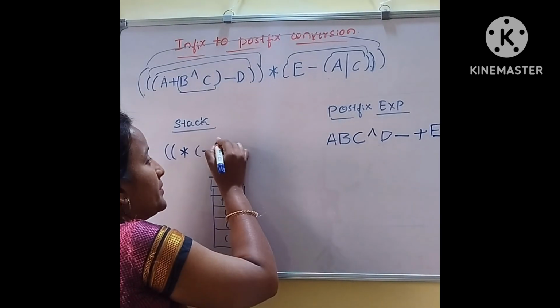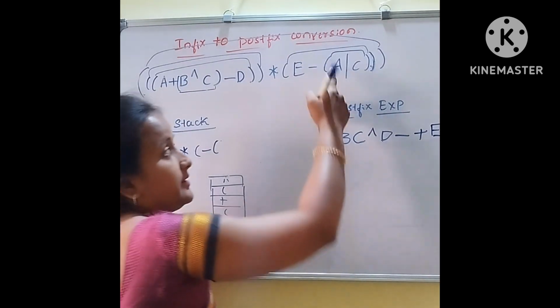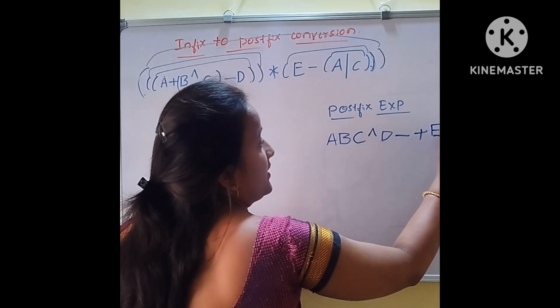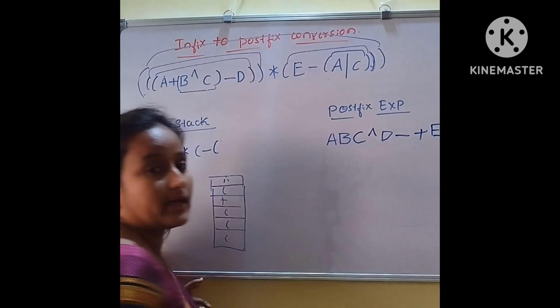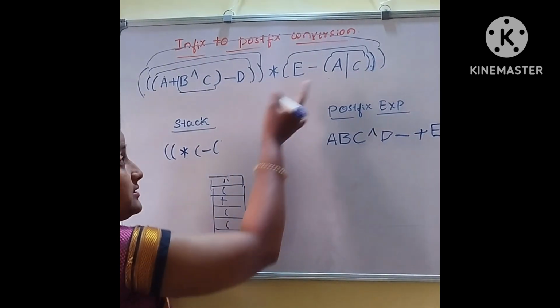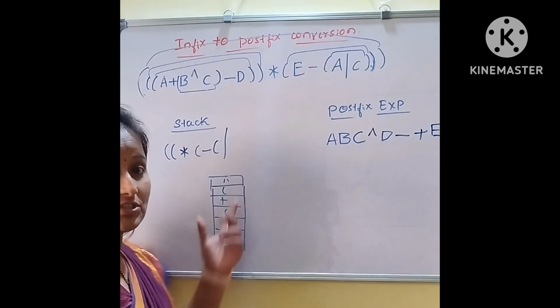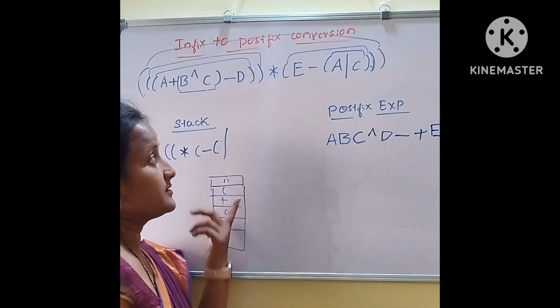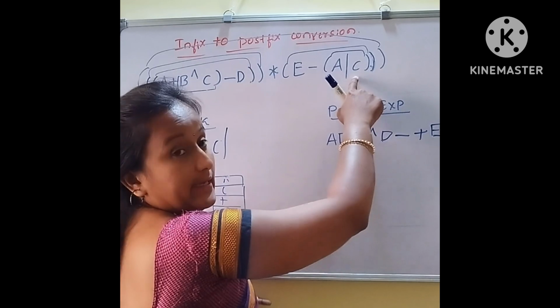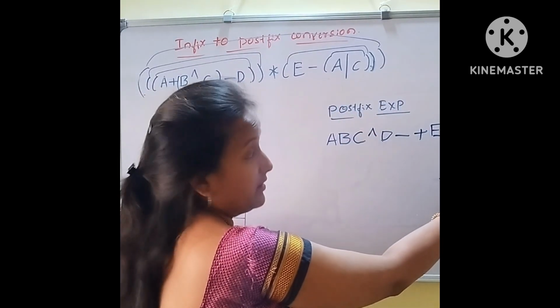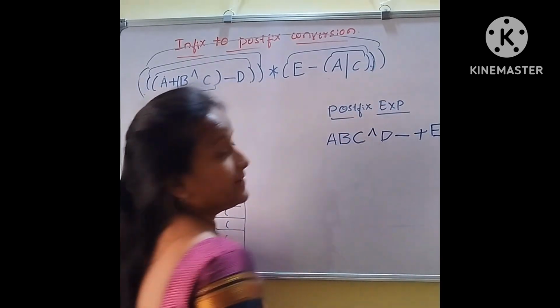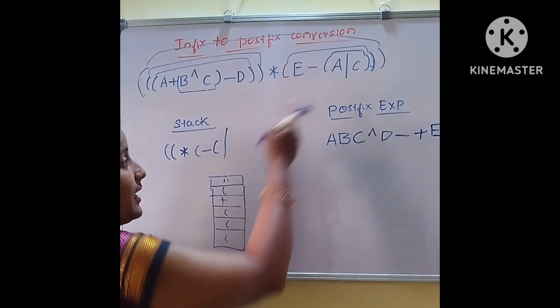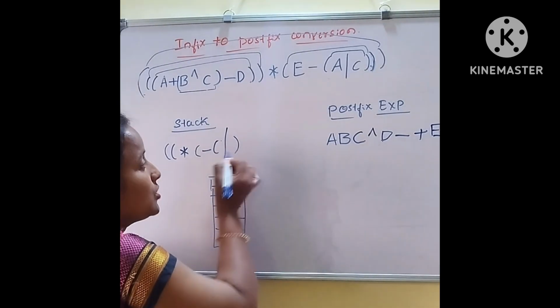Next is what? Open brace. Next incoming element is what? A. A goes into the, sorry, postfix expression. Next is what? Division operator. I can't push it here, I have to push it in the stack itself. Next is what? C. C means we have to push it into the postfix expression itself. Write it here. Okay. Now, after that, we got a closing brace.